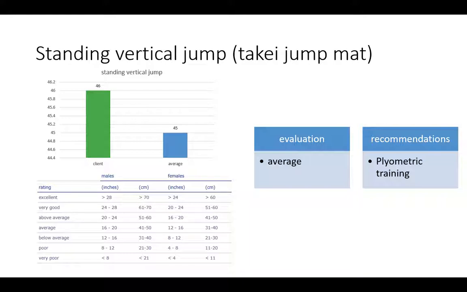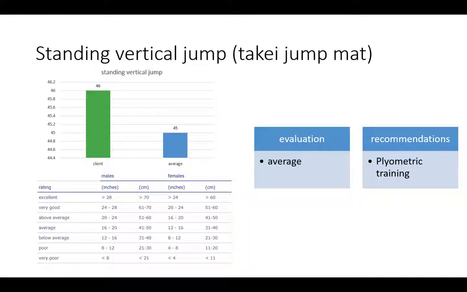On the standing vertical jump test, the client achieved a jump of 46 centimetres, which is in the high end of average for males. So this doesn't need to be drastically improved, however, there is still room for improvement in their power. Being a netball player, the client needs to be able to jump high to retrieve the ball, so the higher they jump, the better their performance will be.